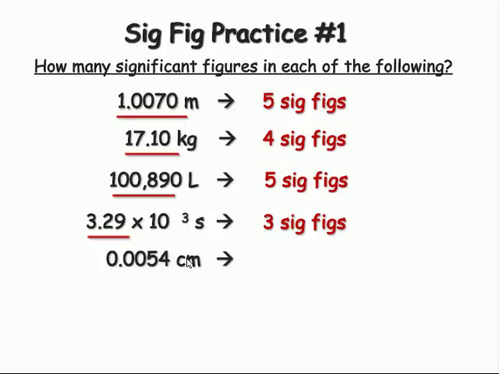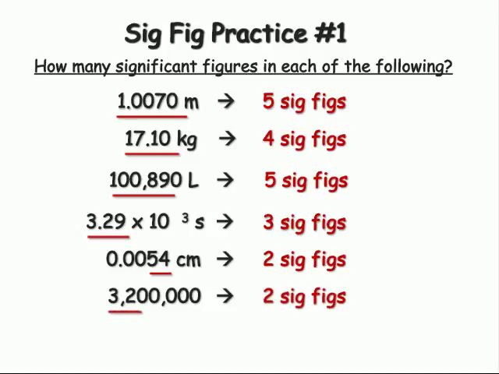Here we go. 0.0054 centimeters. Let's see. 1, 2. But these are leading zeros in front. Leading zeros have a rule. They are never significant, so that's just 2 significant figures. I have 3,200,000. I see 2 non-zero digits. I see 5 trailing zeros, but I don't see a decimal, so that's just 2 significant figures.